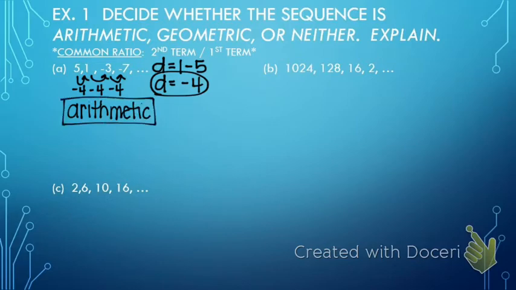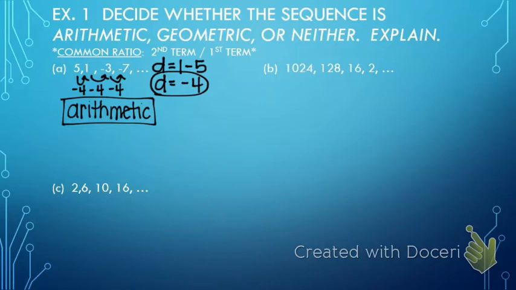But just like last time, I will let your work be your explanation. So, I'm not going to look for a sentence explanation as long as you have shown me your work. But you showed me how you found the common difference. You showed me that you tested it all the way across. And you showed me why you got the final answer of arithmetic. All right, now let's move on to letter B.